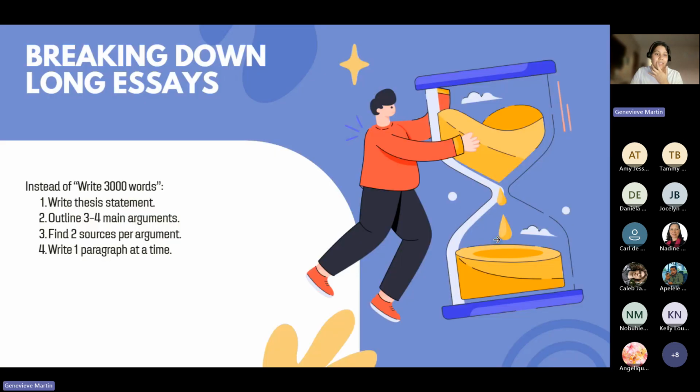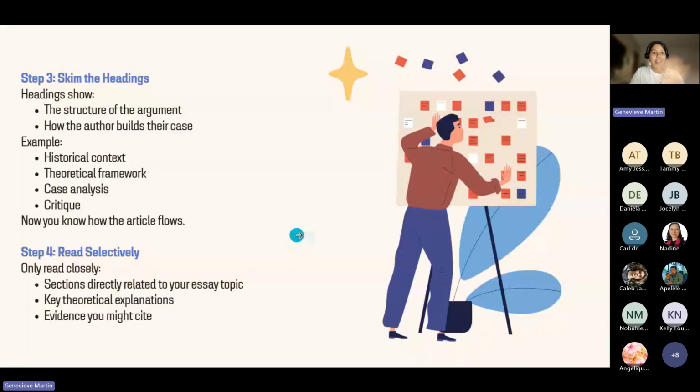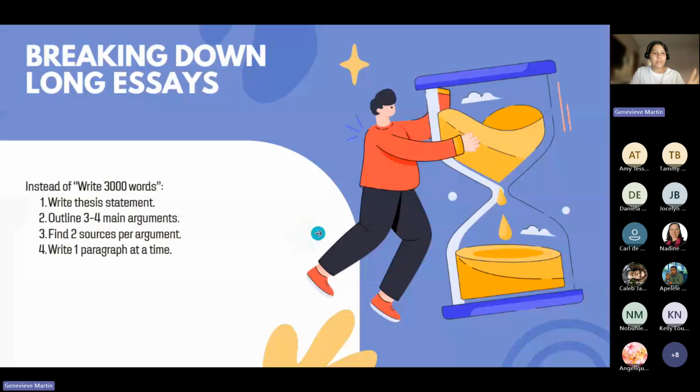Okay, and then breaking down long essays. Instead of writing the 3,000 words that you need to write, you can do it in short chunks. So you write out your thesis statement and then you outline your 3 or 4 main arguments. So do your whole brainstorm. Then you find 2 sources per argument, sources that you probably already found by doing your skimming and your reading triage. You found that information and now you write 1 paragraph at a time. Do you see how everything is just flowing?